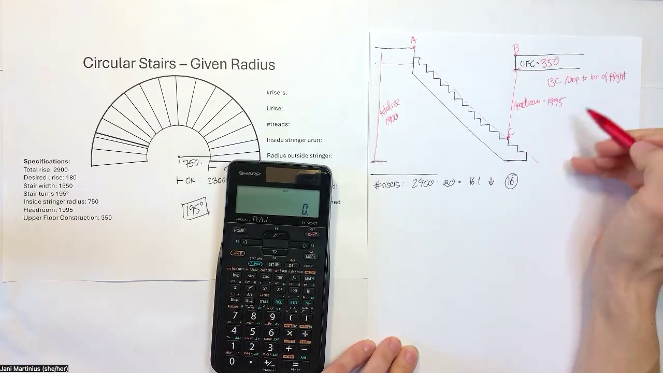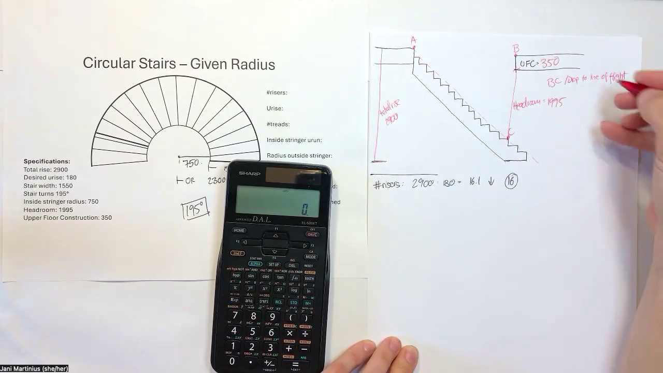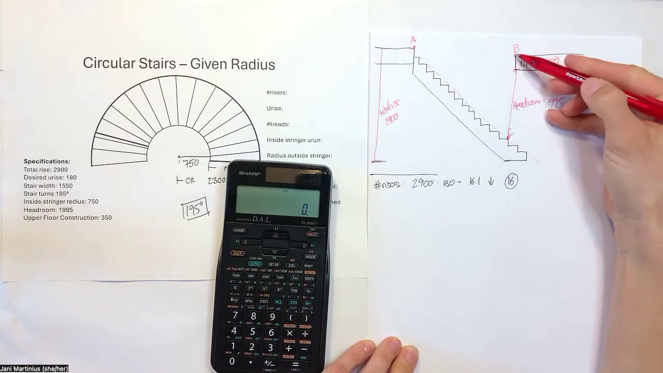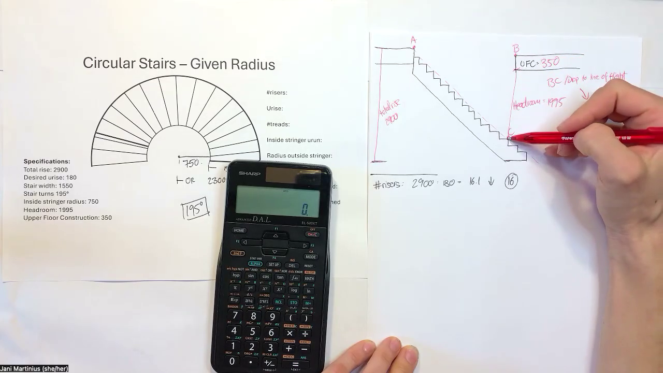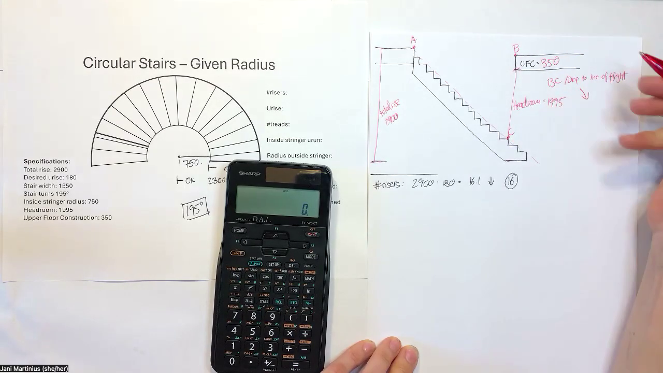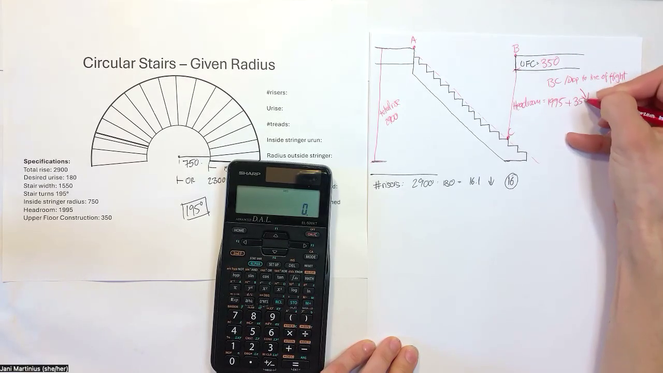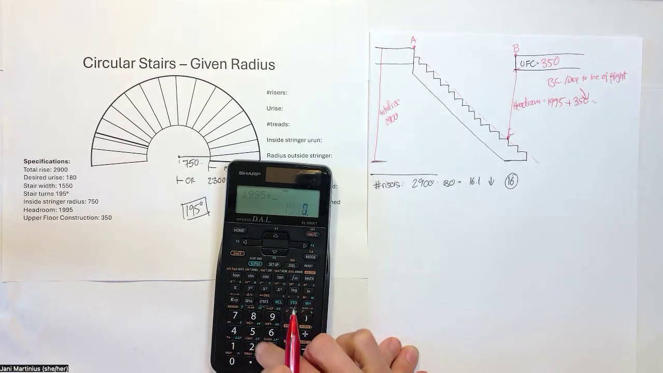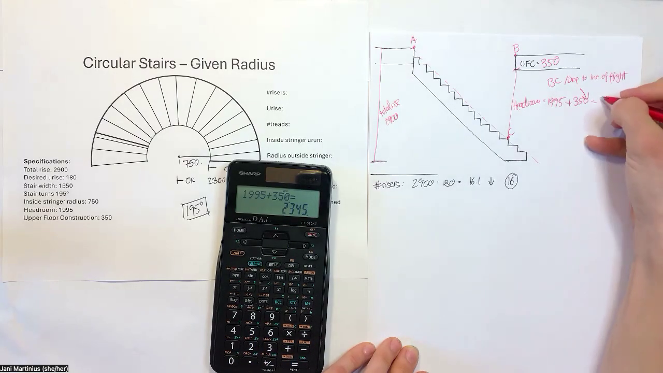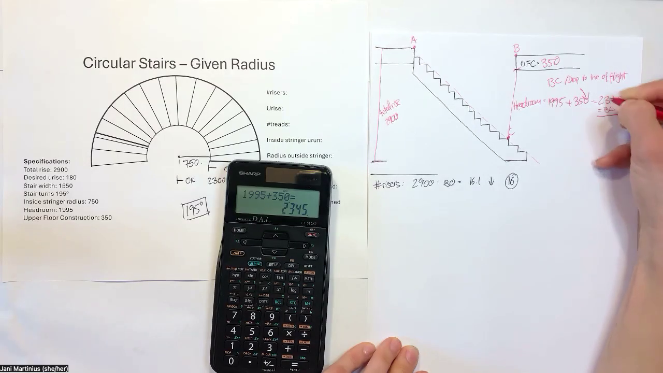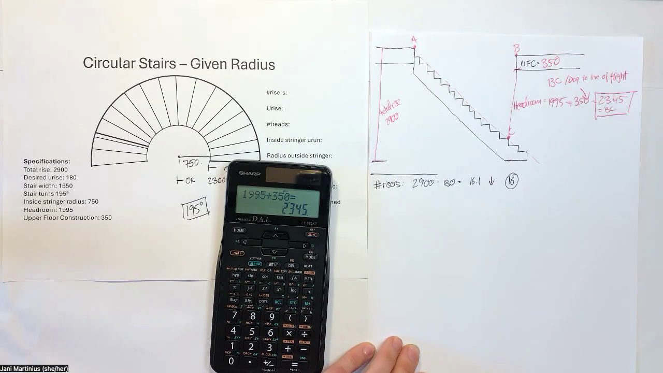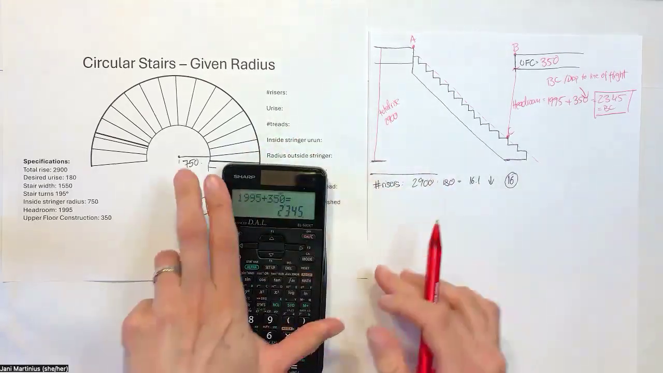Our BC, or drop to line of flight, is our headroom plus our UFC, upper floor construction, right? It's the B from the very top of the finished floor on the upper level to our C on the nosing line. So 1995 plus 350 gets us 2345. And that's BC. That's something to remember for later. Excellent. Have you drawn in all the things? I think so. Wonderful. Now let's continue.